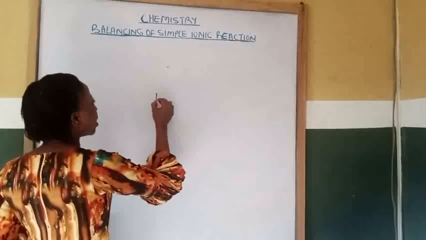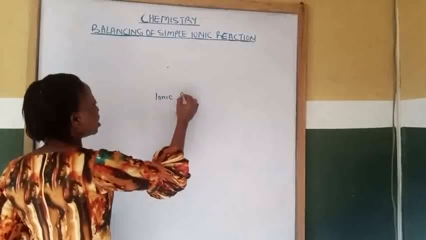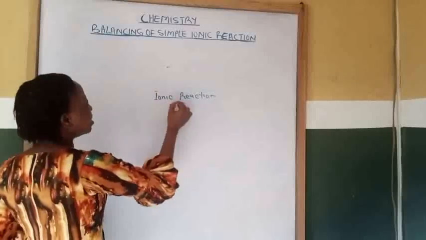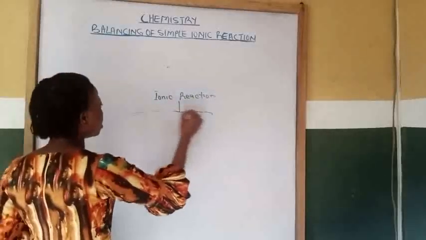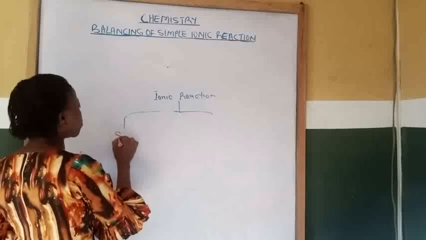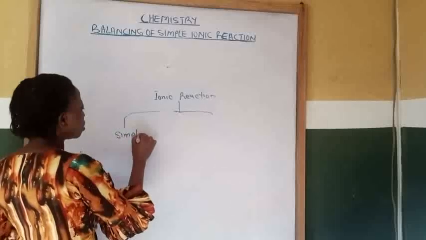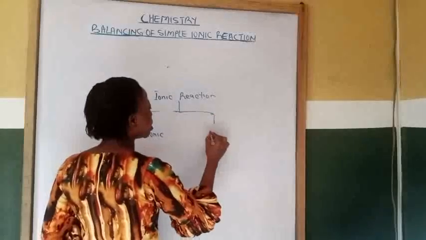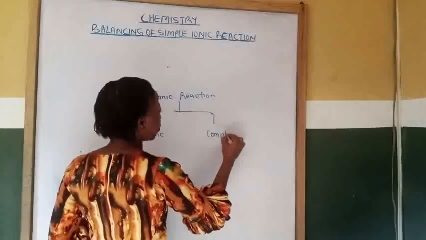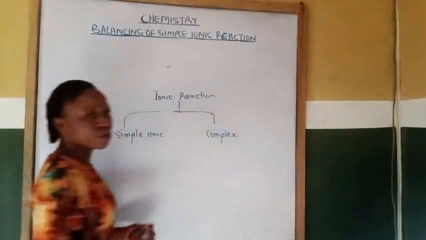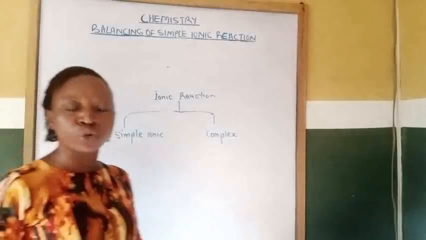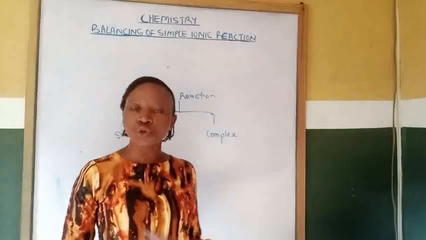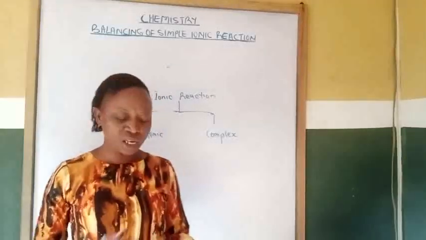So this morning we are going to discuss ionic reactions. Ionic reaction is divided into two parts. The first one is simple ionic reaction, while the second one is complex ionic reaction. Then how will you be able to recognize a simple ionic reaction, and how will you know a complex ionic reaction?